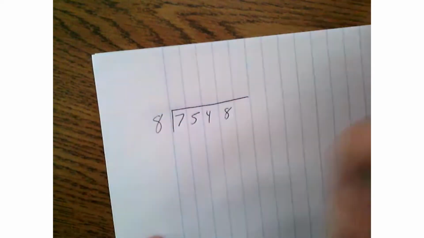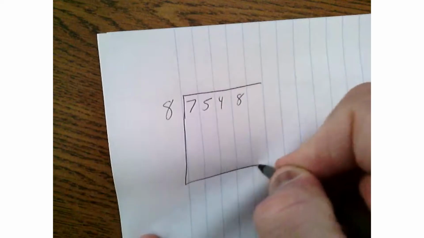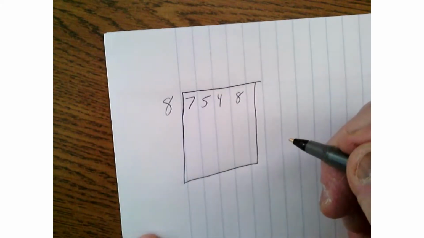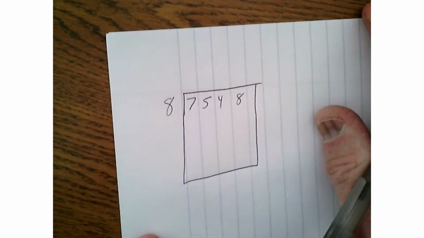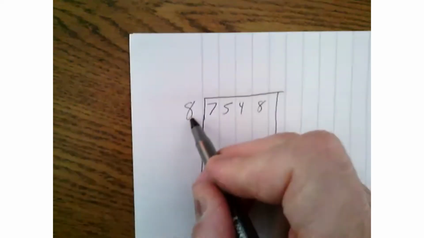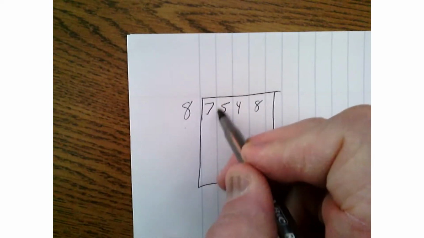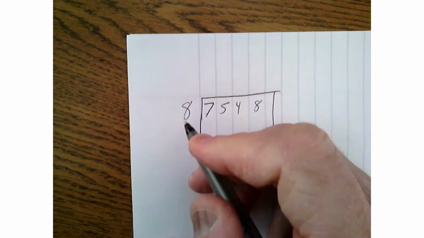7,548 divided by 8. Now forget about the old way that you were thinking of. We're going to do something new. I'm going to turn this into a box just like we used to with the box method for multiplication. This is going to be a box method for division. We're going to start out asking similar questions like, does 8 go into the number 7? It does not. Does it go into 75? So this means you need to know your multiplication tables.